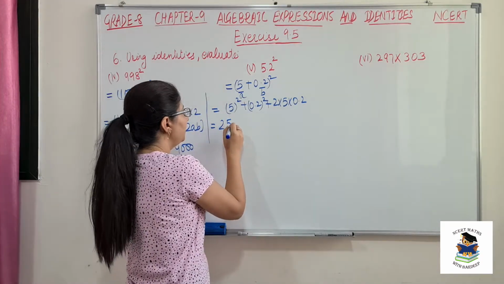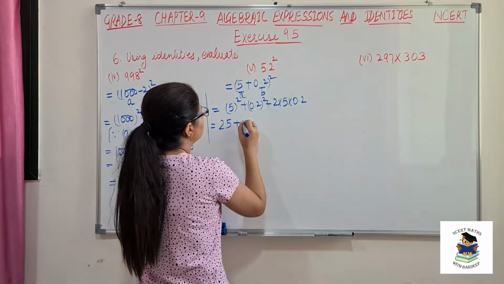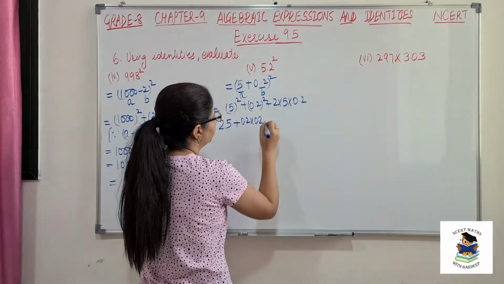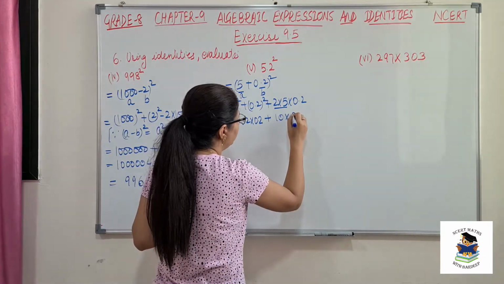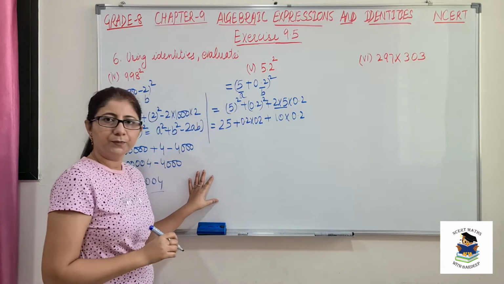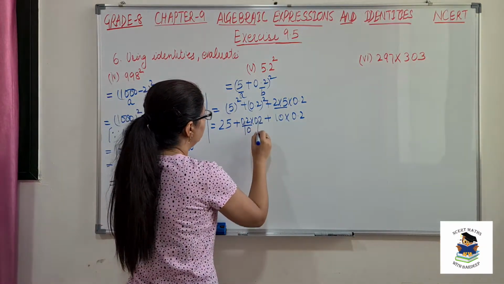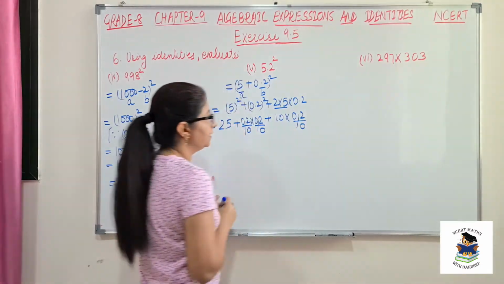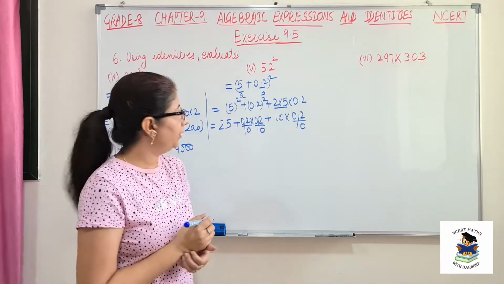So 5 square is 25. 0.2 square means this is 0.2 multiplied by 0.2. And 2 into 5 is 10, 10 into 0.2. Okay. So now remove the decimal, that is 0 and 0. Here also we can remove the decimal. I always remove decimals. You can do calculations in your own way also.